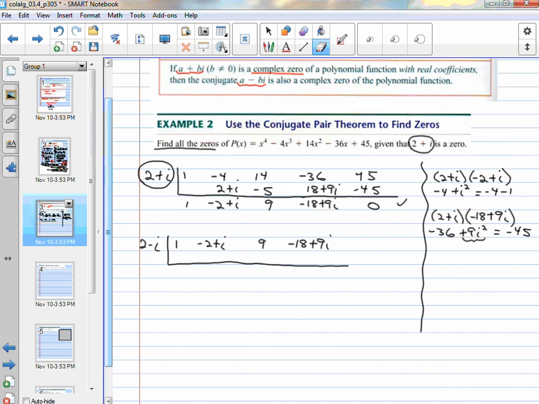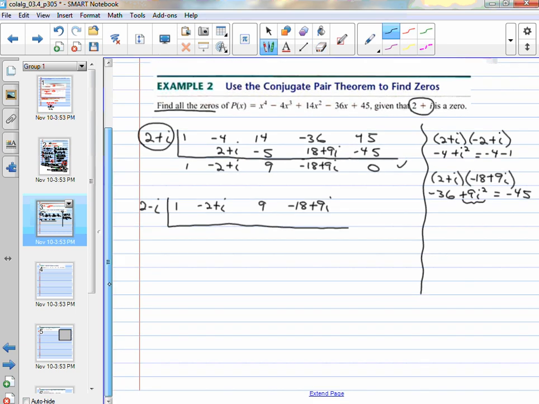This actually is easier than the first one. Watch what happens. This is so cool. Bring down my 1. Multiply by 1, I get 2 minus i. Add those together. What do you get? 0. And when I multiply by 0, I get 0. 9 plus 0 is 9. Multiply this by 9. That's easy to do. 18 minus 9i. What do you get when you add those two together? Better get 0, or we made a mistake somewhere.